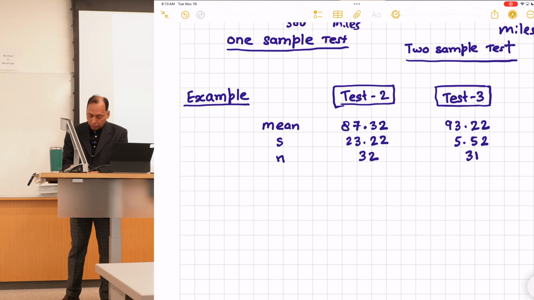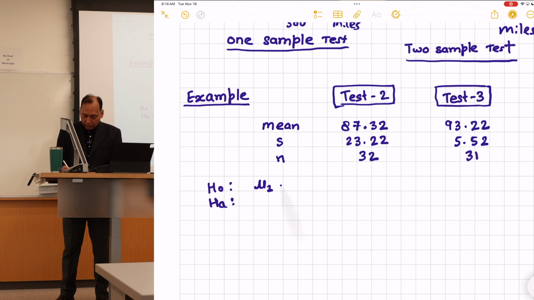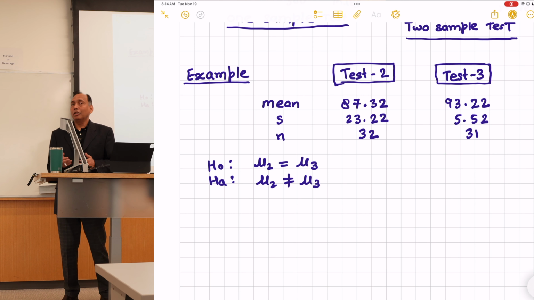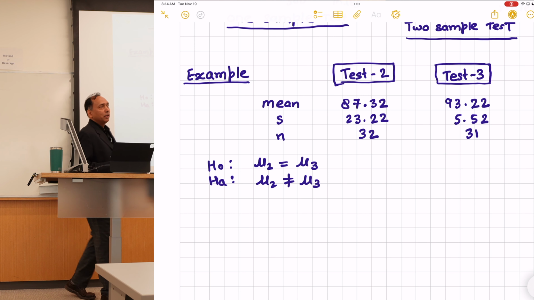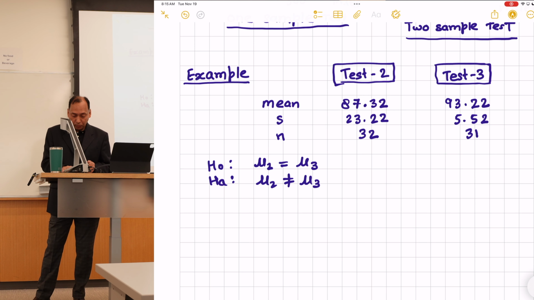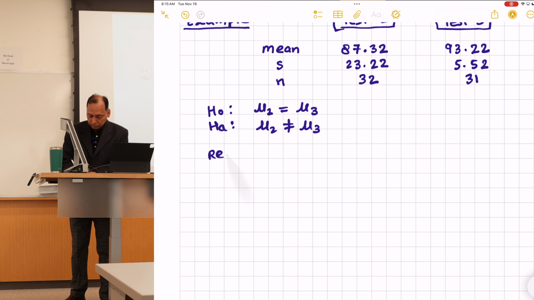So basically, we want to test our null hypothesis here: mu2, meaning the second test, is equal to performance in the third test. The alternative is that test 2 is not equal to test 3. So after we do all the calculations, ultimately you'll get a p-value, and based on the p-value, either reject H0 or fail to reject H0. That's our rejection rule.